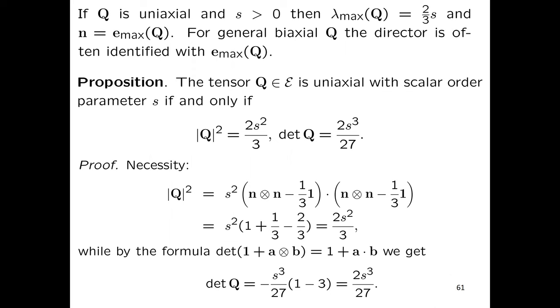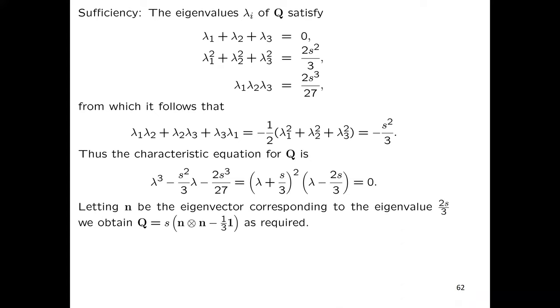And then sufficiency. Well, if those conditions hold, then we know that the sum of the eigenvalues is 0, the sum of the squares is 2S squared over 3, and the product is 2S cubed over 27. And you do a little computation to check that the sum of lambda 1 lambda 2 pairs is minus a half of lambda 1 squared plus lambda 2 squared plus lambda 3 squared. That's because the sum of them is 0. And that's equal to minus S squared over 3. So therefore, the characteristic equation for Q is lambda cubed. The term in lambda squared vanishes because the trace is 0. And then you get minus S squared over 3 lambda, and then minus the determinant, and you can factorize it. And so you see that lambda is either minus S over 3 or 2S over 3.